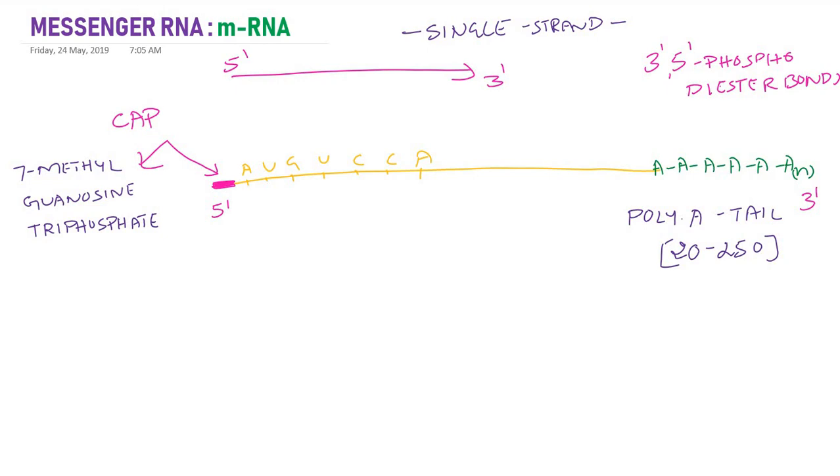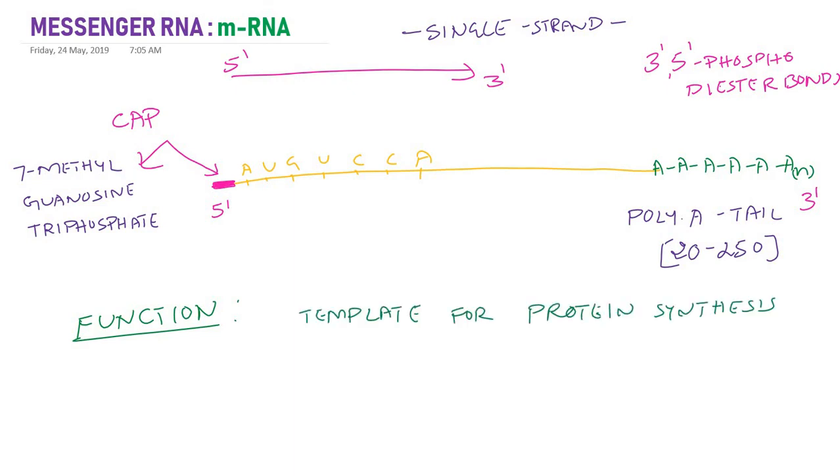The function of mRNA is to serve as a template for protein synthesis. The formation of mRNA is called transcription. Whatever codes are present in our DNA are rewritten. The double-stranded DNA is rewritten as a single-stranded RNA. So these codes are complementary to the codes present in the DNA of a particular gene. Now this mRNA serves as a template for protein synthesis.